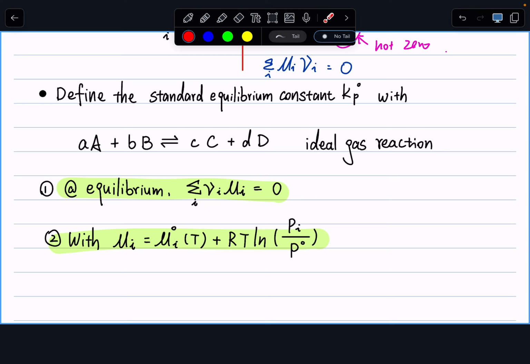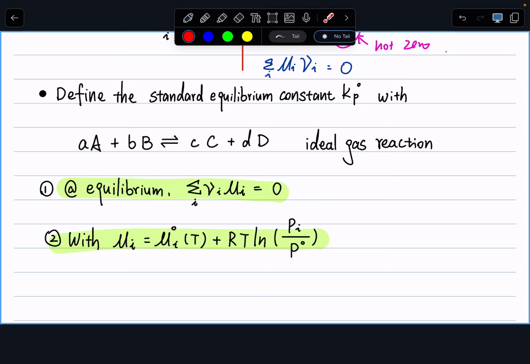Now from here, what else do we know? Let me just write out this sum. We're going to have 4 terms. If we write out that term, we have νC μC plus νD μD minus νA μA minus νB μB equals 0. Just writing out that summation into things we know.